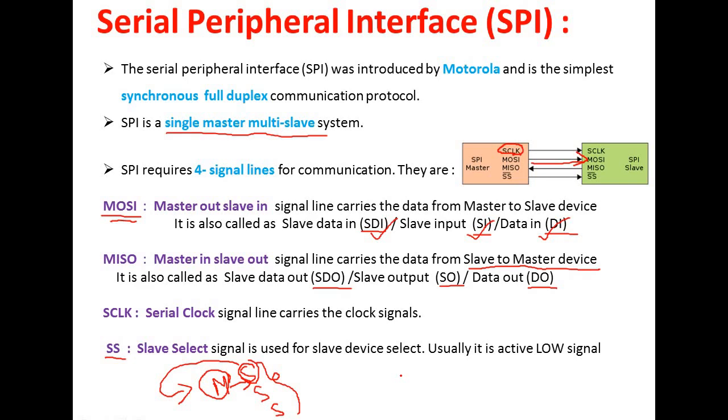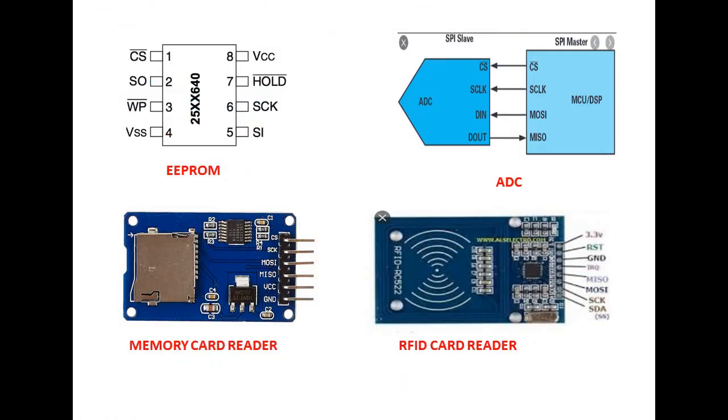And SPI is one of the most widely used interfaces between a microcontroller and peripherals such as EEPROM, electrically erasable programmable read-only memory devices, ADCs, analog to digital converters, memory card readers, and RFID card readers. See, all these peripherals work on the SPI protocol.